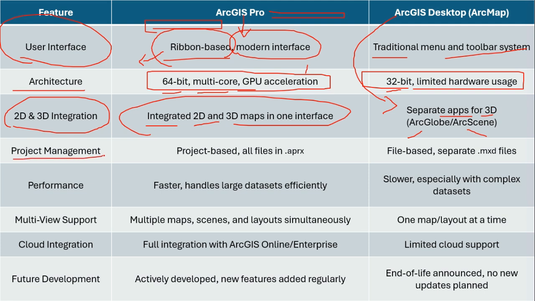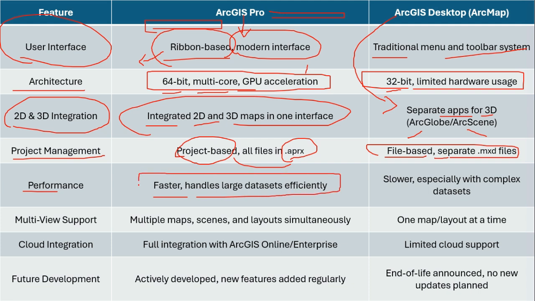If we talk about project management, ArcGIS Pro is project based. All files are in .aprx, and ArcGIS Desktop was file based and all the files were separated in .mxd files. If we talk about performance, ArcGIS Pro is faster. It can handle large data sets efficiently. ArcGIS Desktop is slower, especially with complex data sets.